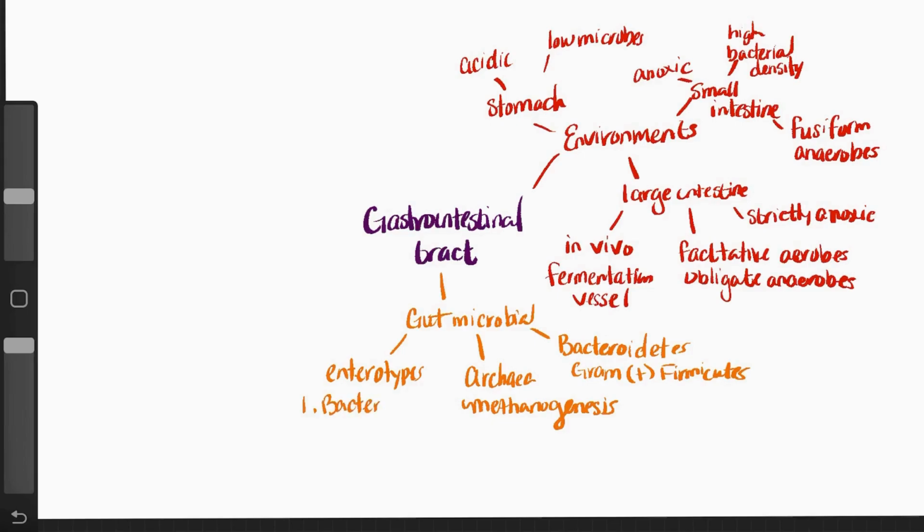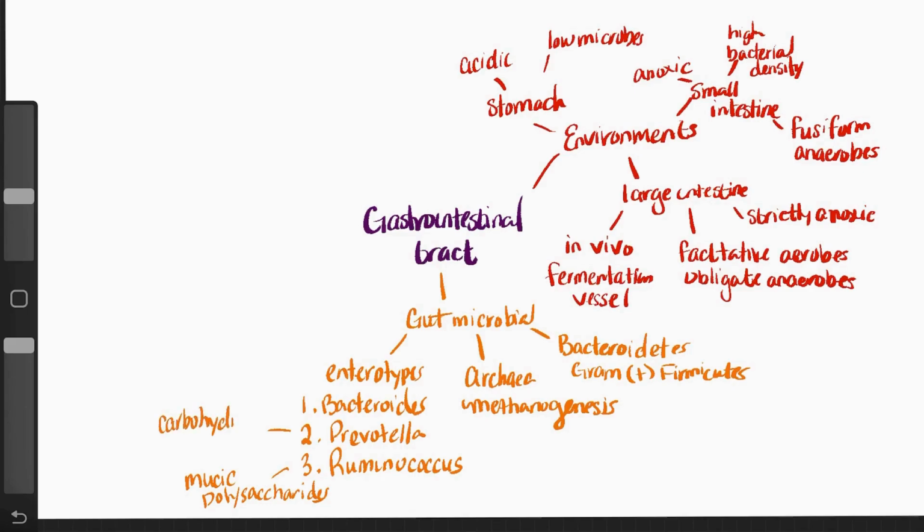There are three. The first one is Bacteroides, the second one is Prevotella, and the third is Ruminococcus. Stemming from Ruminococcus, we have mucin and polysaccharide. So mucin is degraded and polysaccharide is broken down. With Prevotella, carbohydrate fermentation, and with Bacteroides, protein and fat metabolism.